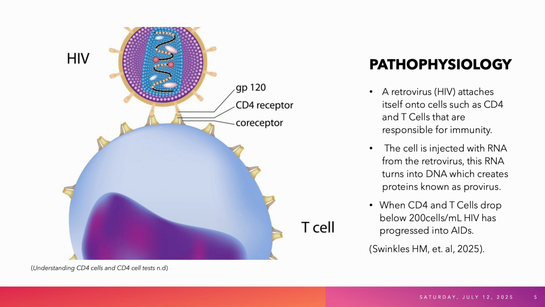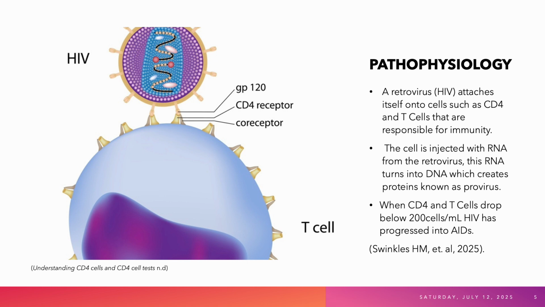Okay, so now let's look at the pathophysiology. We talked about the CD4 and T cells that are responsible for immunity. The cell is injected with RNA from the retrovirus. The HIV is going to mutate the RNA strand. Then the RNA strand is going to turn into DNA, which creates proteins known as provirus. These variations infect other cells and cause genetic mutation in the body. The immune system becomes very weak because of the destruction of immune cells. When the CD4 and T cells drop below 200 cells per ml, HIV has progressed into AIDS.